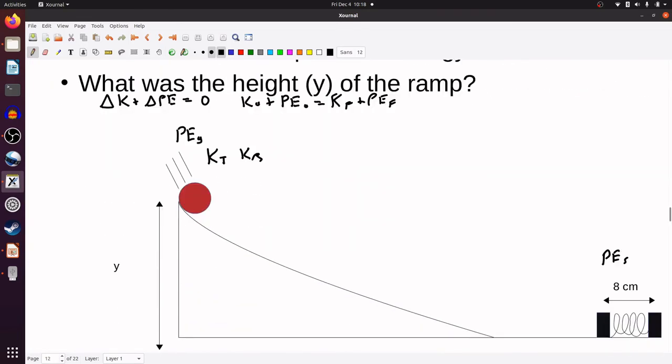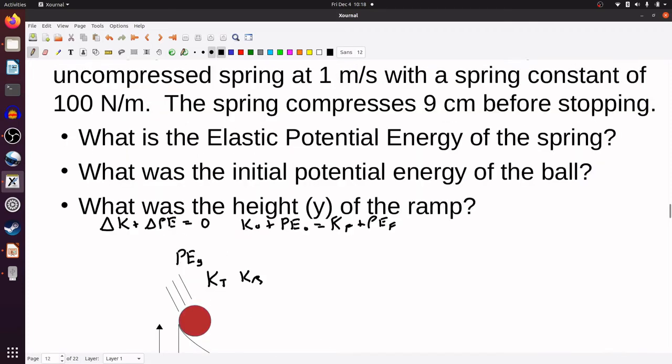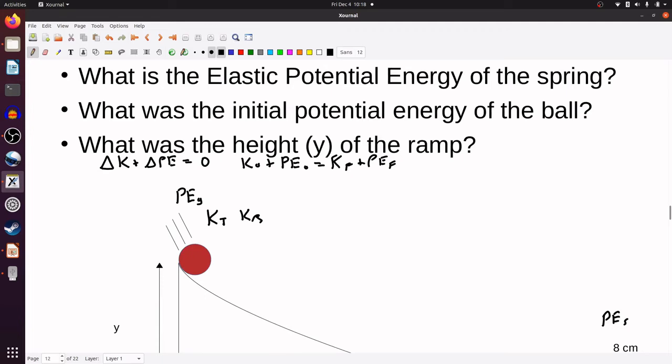It says, what is the elastic potential energy of the spring? Now, I don't need the K naught plus P naught thing that I did earlier yet, because I know that the spring potential energy, PE sub S, is simply equal to 1/2 kx squared. And I have that information. So 1/2 of 100 newtons per meter times x, which is 0.09 meters, squared. That's going to give me, if we round it, 0.41 joules of energy. So that answers the first part.